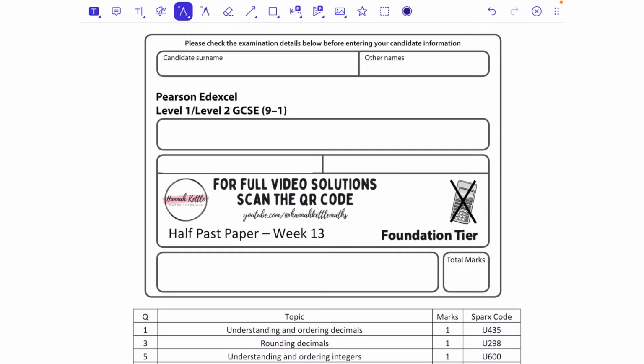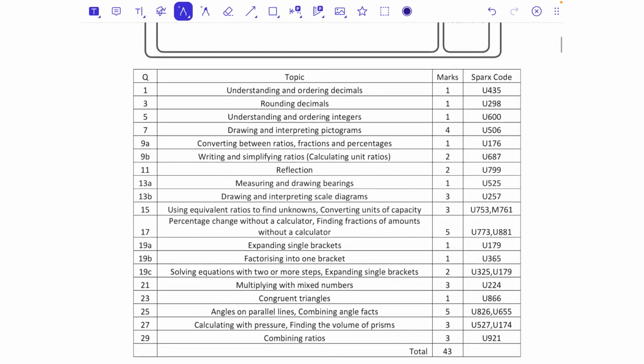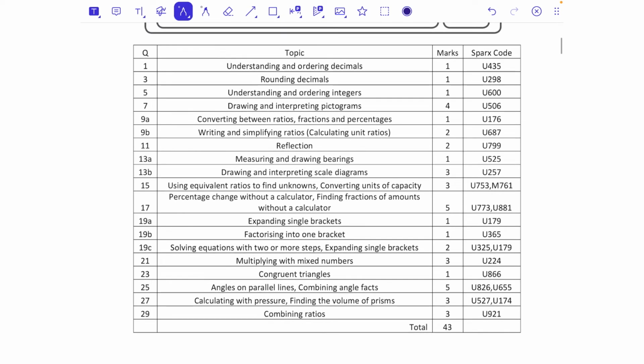Half past paper, week 13, and we're back to non-calculator this week. All the odd numbers as usual, and all the Sparks codes if you do have access to Sparks, or if you just want to know what the topics are that we're going to go through in this paper, they are here for you on the front.